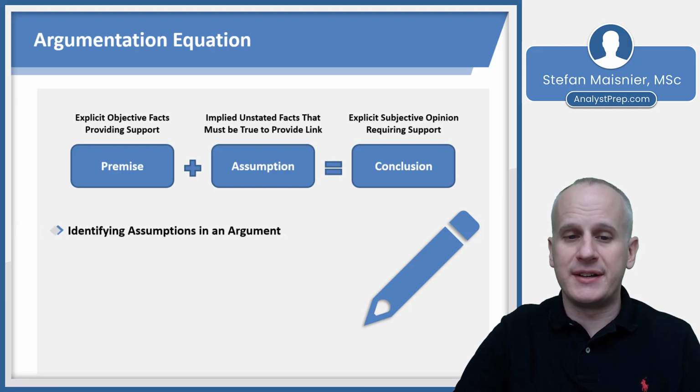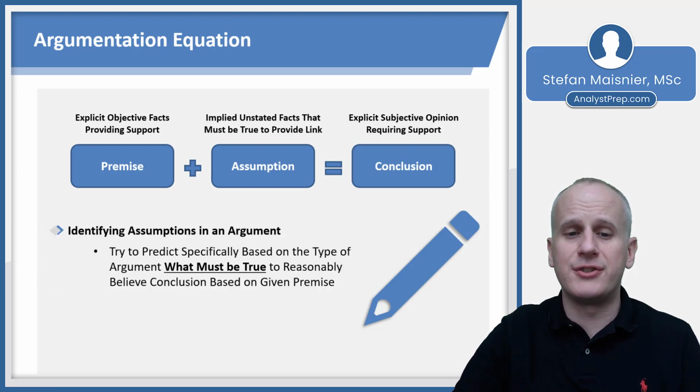So how do we identify assumptions in an argument? Well, first, you want to try to predict specifically, based on the type of argument, what must unassailably be true to reasonably believe the conclusion based on the given premise. So the assumption doesn't just strengthen the argument again. It's something that is required by the argument for it to make any logical sense.